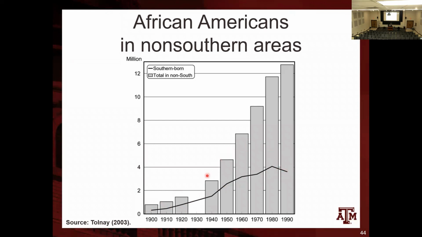And the gray columns are the total numbers of African Americans living in non-southern states. So these are African Americans who can be born outside of the South or be born in the South and now live somewhere else. So the columns here include both migrants and non-migrants. It's just to give an idea that the overall population of African Americans living outside of southern states increased a lot during this period of 1900 to 1990.